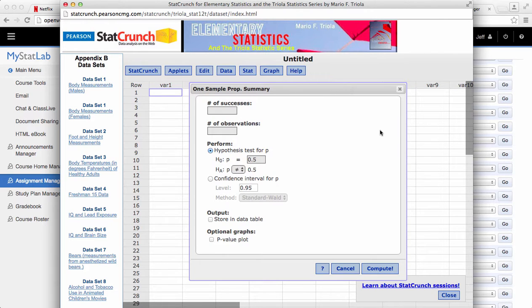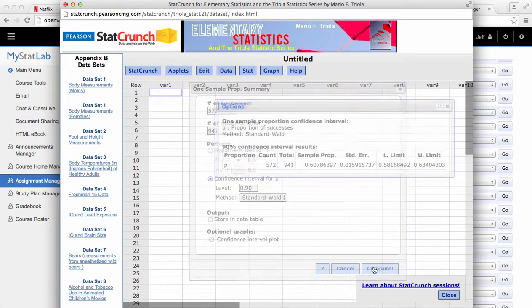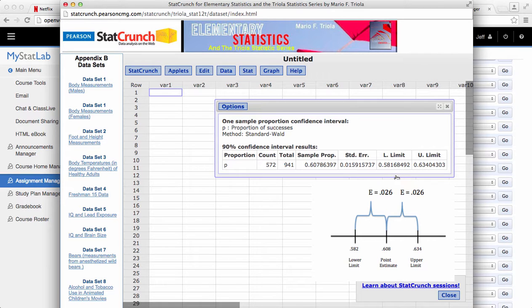The number of successes will be 572. The number of observations will be 941. We'll click the confidence interval radio button and make sure that this says 0.90 for a 90% confidence interval, as we were instructed in the problem. Now let's click Compute, and we'll find our lower and upper limits. If we subtract the lower limit from the upper limit, we find the width of the interval, which is 0.052358.